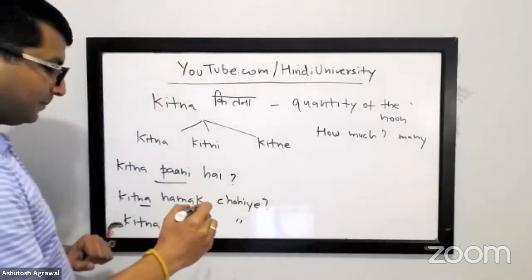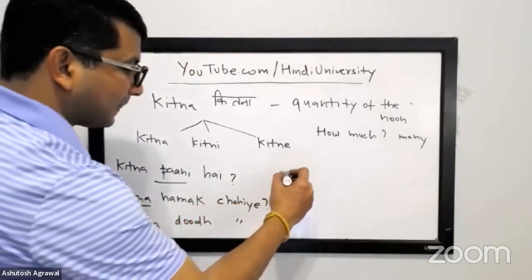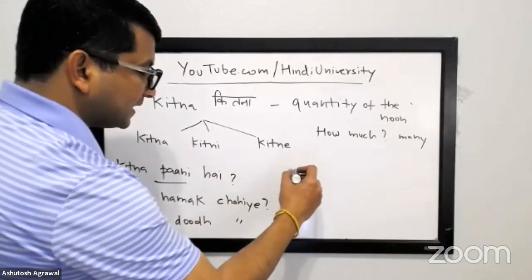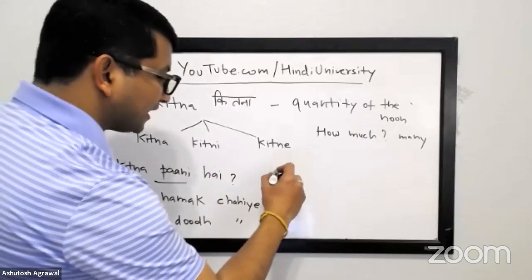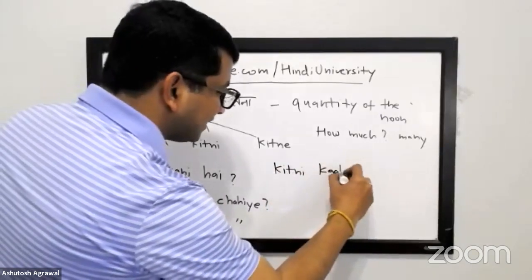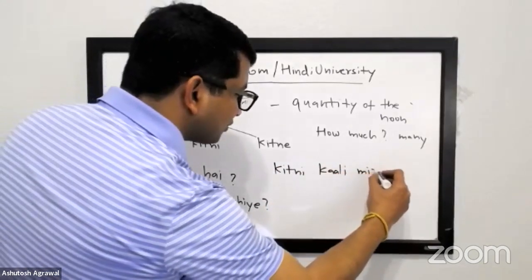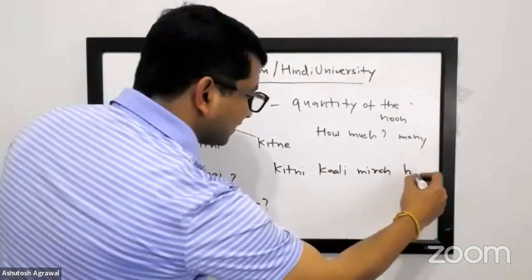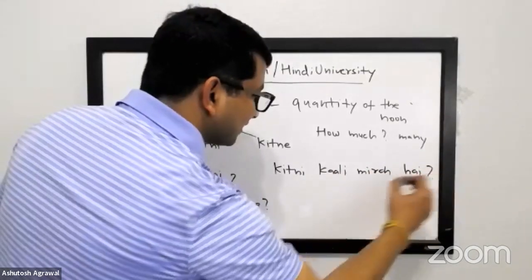कितना मिर्च है? कितना? मिर्च, काला मिर्च. Oh, मिर्च. Okay, कितनी काली मिर्च है? Okay, awesome. कितनी काली मिर्च? What is मिर्च? Pepper. कितनी काली मिर्च है? Pepper.